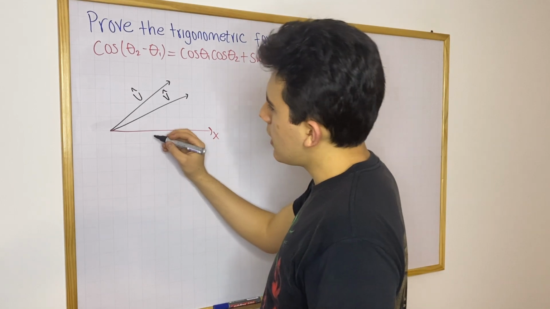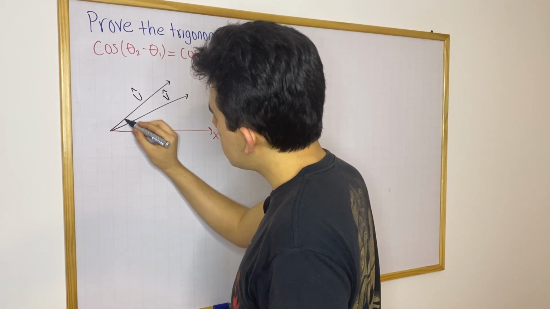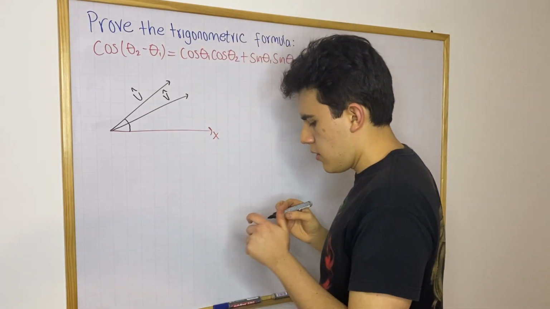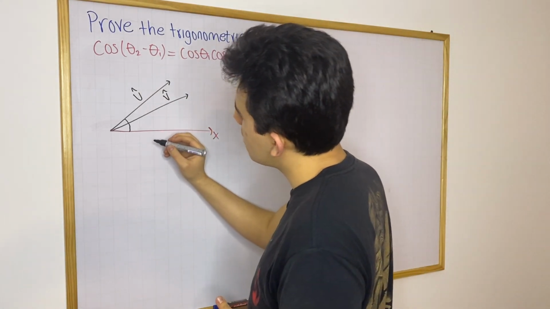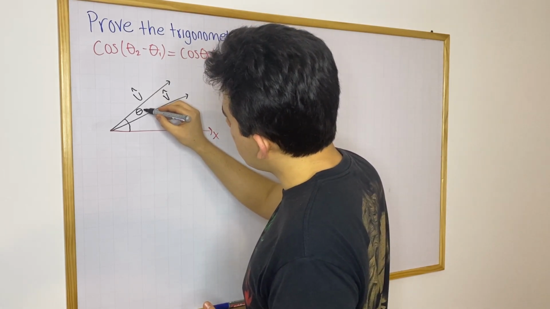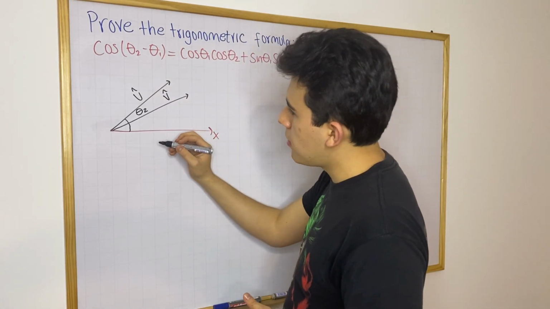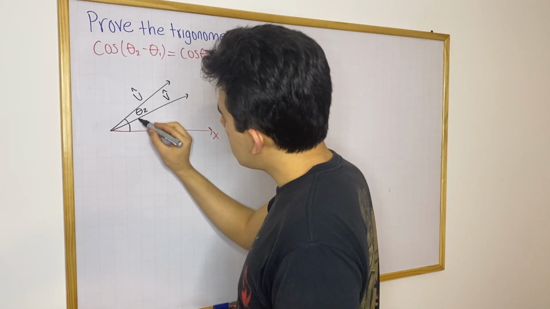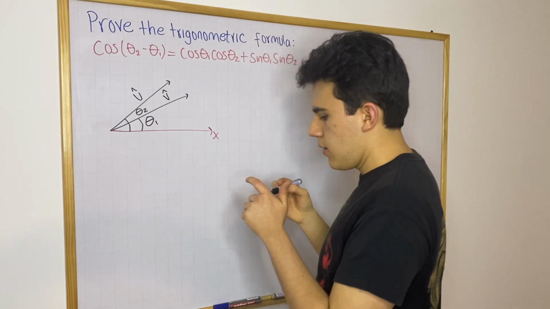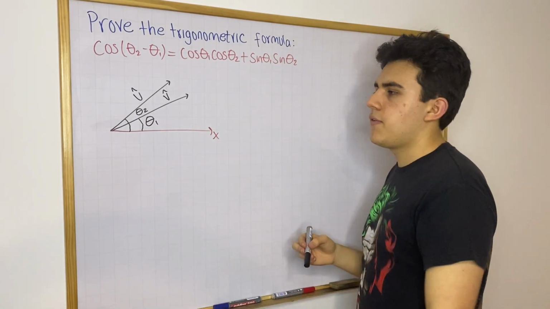Now let's say that u hat has an angle theta 2 with respect to the positive x-axis, and v hat has an angle theta 1 with respect to the positive x-axis.